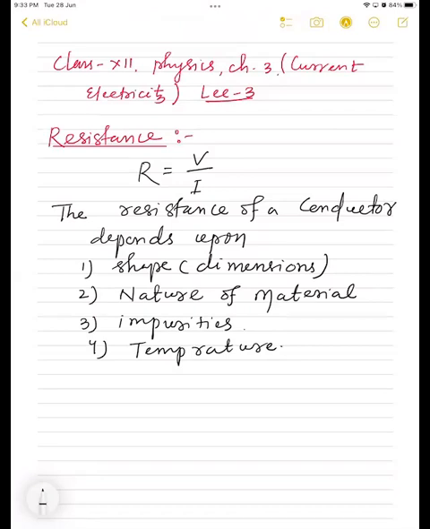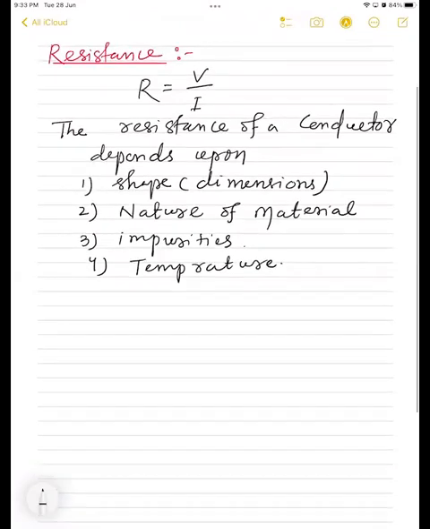If the impurities in a conductor increase, then the resistance of the conductor also increases, because it will get more obstruction due to the other impure material in the pure material. Copper you are taking, the resistance is 10 ohm. I'll be adding some impurities, that means I'm adding some foreign material, extra material. So it will not let the electric current pass through easily.